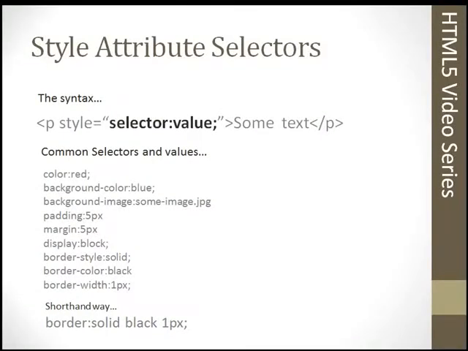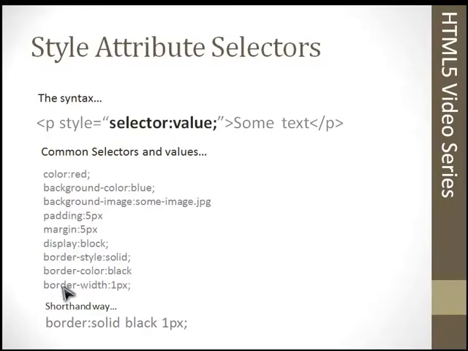So here are some common style attribute selectors. As I showed you in the last slide, we can have the color selector of red, which would make the text red. Background color, make it blue. Background image, we could actually have an image as the background, and you would just put the location of the image, either absolute or relative. Padding, 5 pixels, which is the space around it. And margin is similar to padding, but there is a difference, and I'll get into that in a later section. And display block, we could also have display inline, or display none, which would hide it altogether.